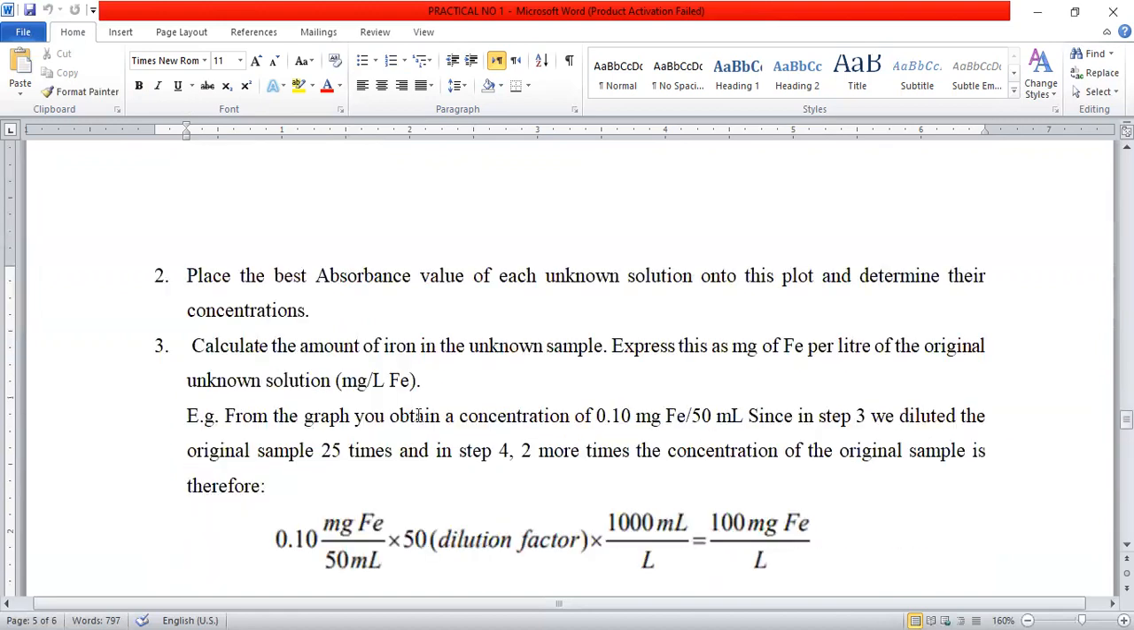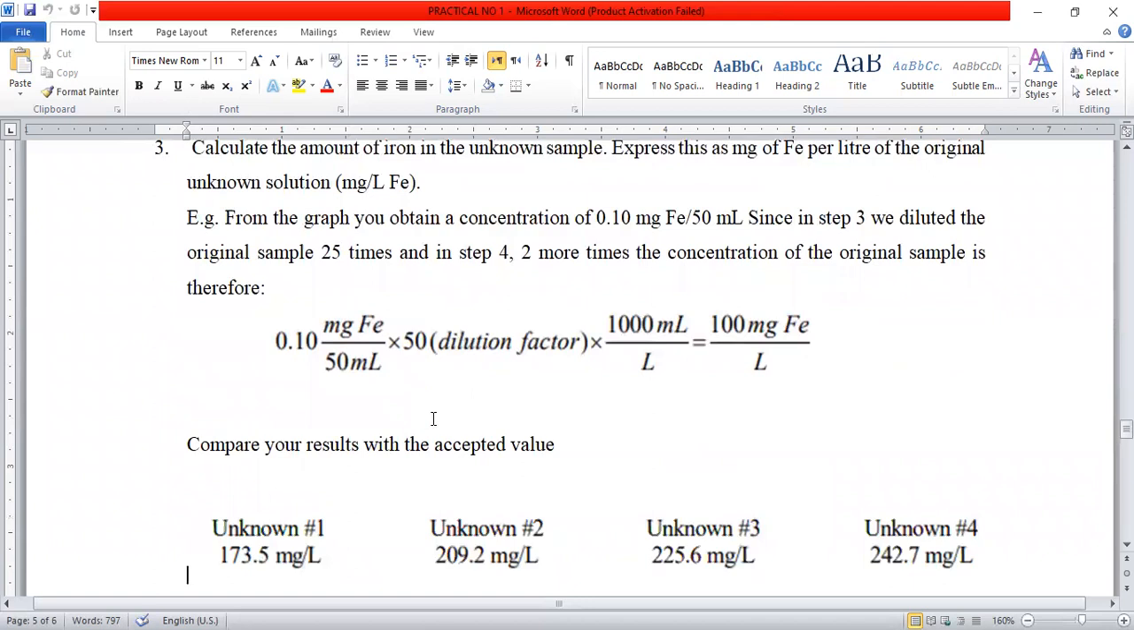Calculate the amount of iron in unknown sample and express this as milligram of iron per liter of the original unknown solution. For example, from the graph, you will obtain a concentration of 0.10 milligram iron per 50 milliliter. Since in step 3, we diluted the original sample 25 times, and in step 4, 2 more times, the concentration of original sample is therefore 0.10 milligram iron per 50 milliliter times 50 dilution factor times 1000 milliliter per liter is equal to 100 milligram of iron per liter.